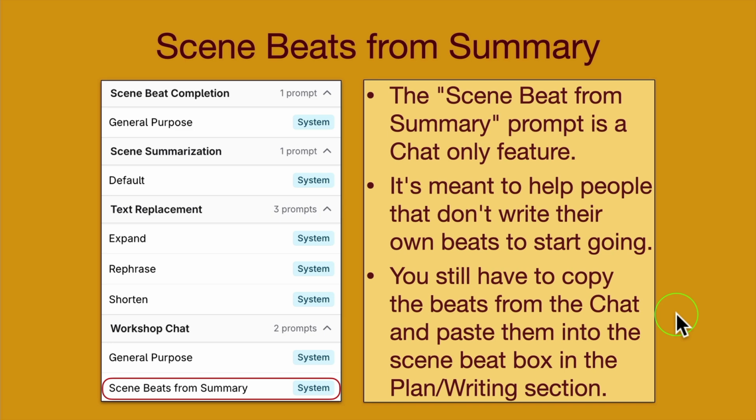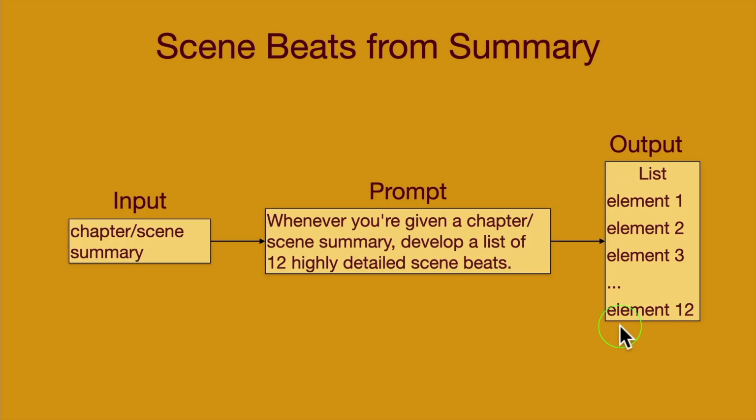Let's now look in the instructions of the Scene Beats from Summary. We will find this text that controls what the prompt does. It says that whenever you're given a chapter or a scene summary, develop a list of 12 highly detailed scene beats. That means that you as input give it a summary of your chapter, or of your scene. And as an output you get a list of 12 beats that you can then copy and use in the scene beat, in the writing section.